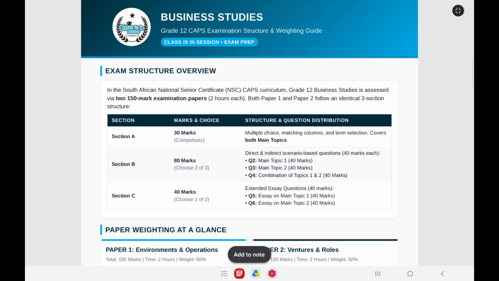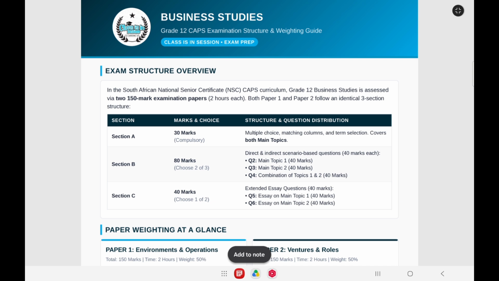Now let's move to section B, which is worth a lot of marks, 80 marks. You choose 2 of 3. In section B, you have to choose 2 questions. You have to answer all the questions in section A, but when you move to section B, you choose 2 of them. You have direct and indirect scenario-based questions with 40 marks each. You could have question 2, which is main topic 1, and question 3, main topic 2, worth 40 marks each. Then you have question 4, which is a combination of both topic 1 and topic 2.